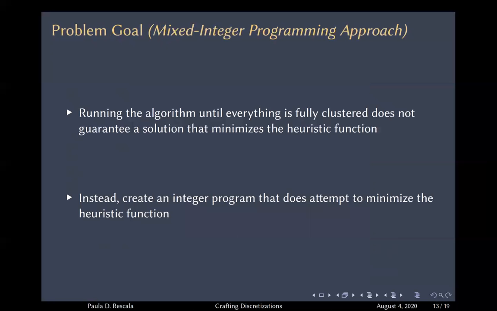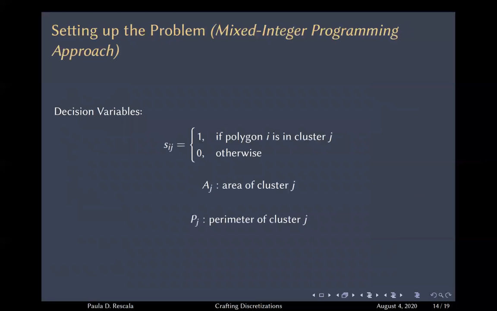So for the integer program, the idea is that the same heuristic function from approach 1 can be used. And instead of algorithmically coming to a result, I'll use optimization techniques. Here's the setup for the problem. There are three kinds of decision variables. The S variable is the most important because it will determine whether a given element will be in a cluster. So it's kind of like an assignment problem.